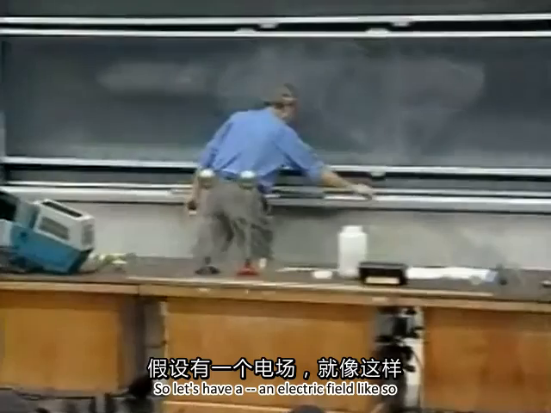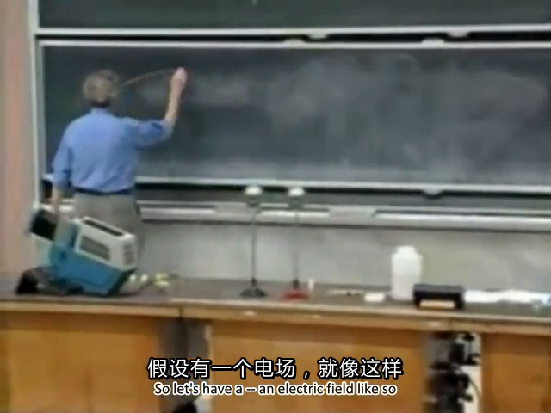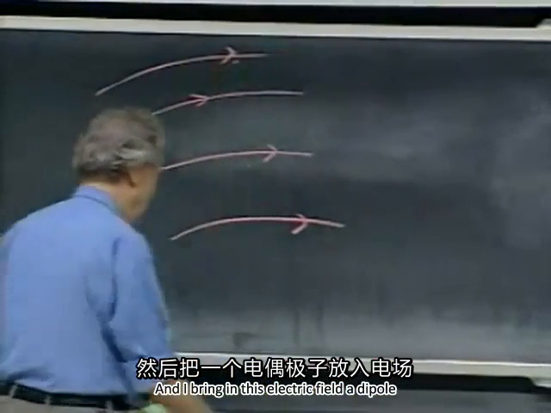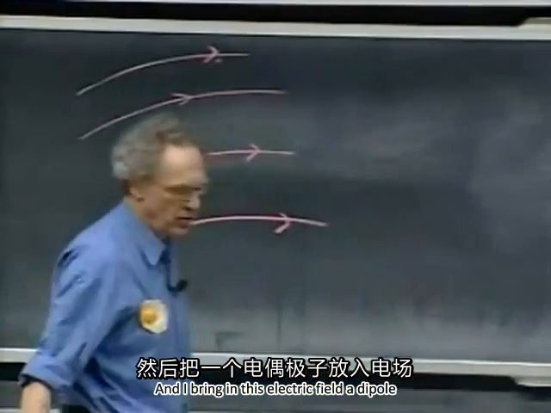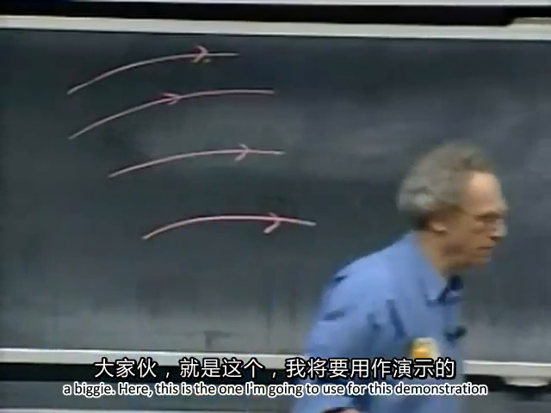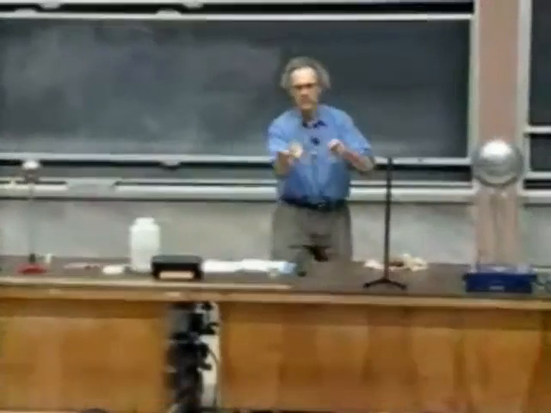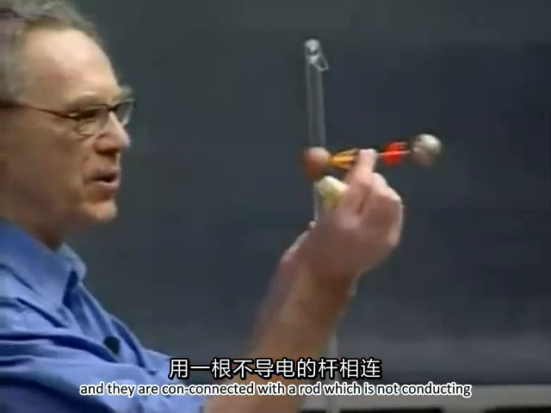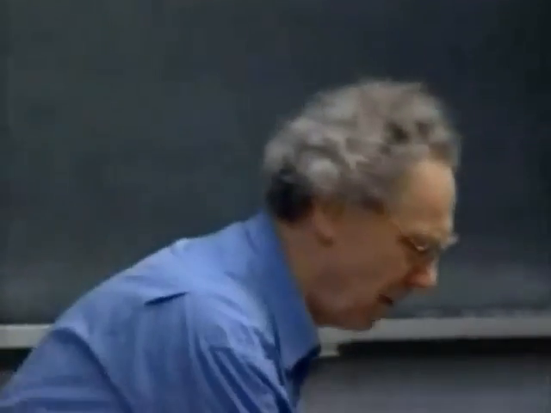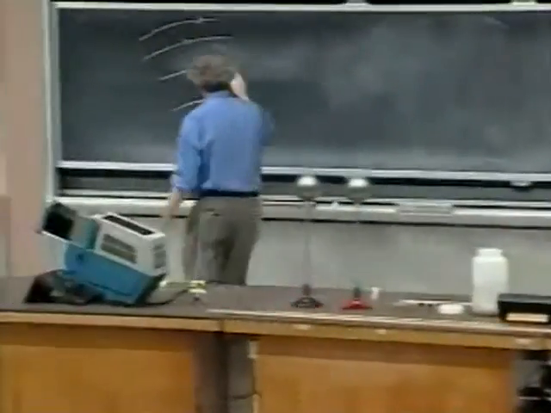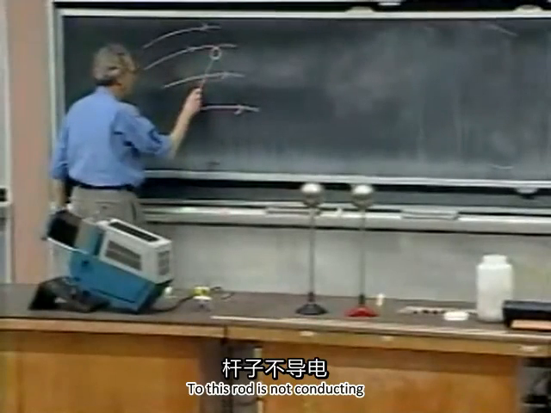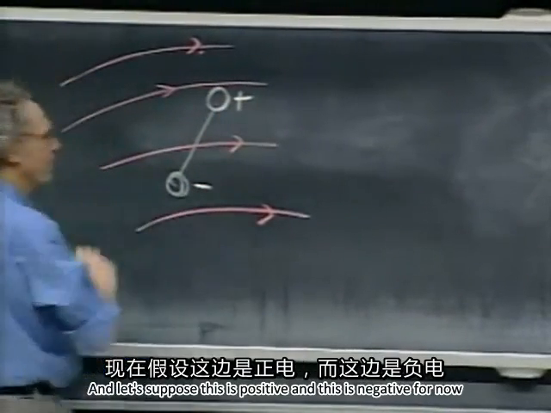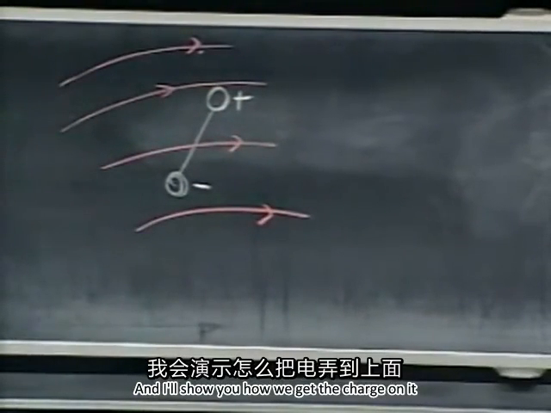So let's have an electric field, like so. And I bring in this electric field a dipole, a biggie. Here, this is the one I'm going to use for this demonstration. Ping pong balls on either side, they are conducting, and they are connected with a rod which is not conducting. And so here is this dipole. So this rod is not conducting, and this is a conductor. And let's suppose this is positive, and this is negative for now. And I'll show you how we get the charge on it.